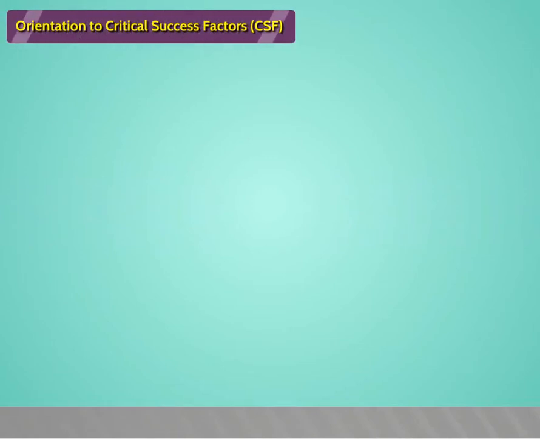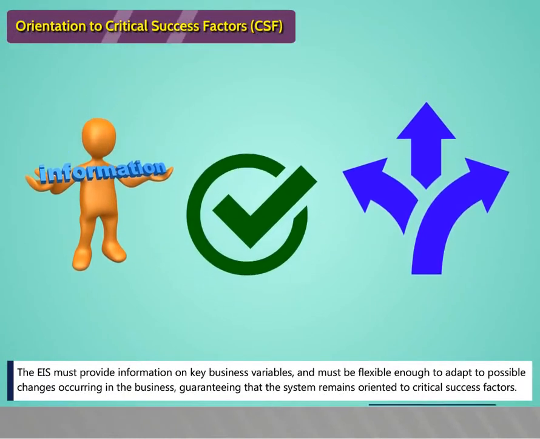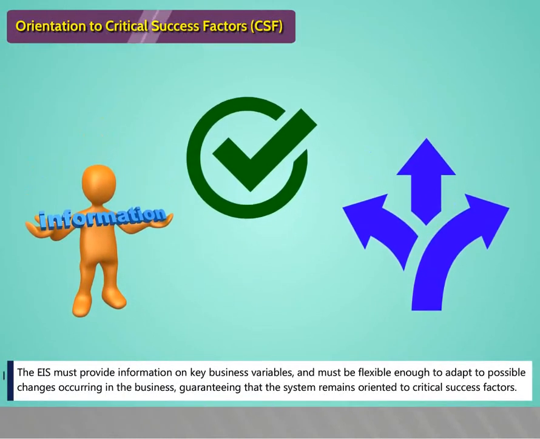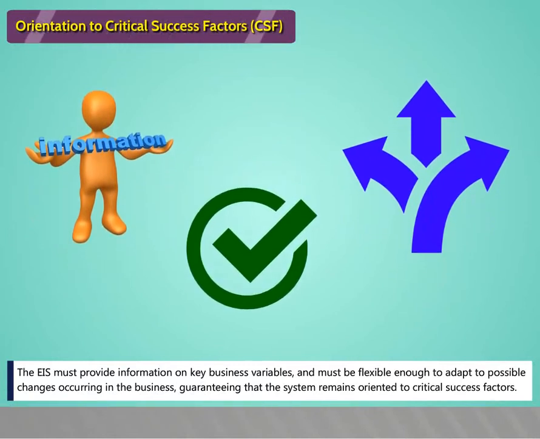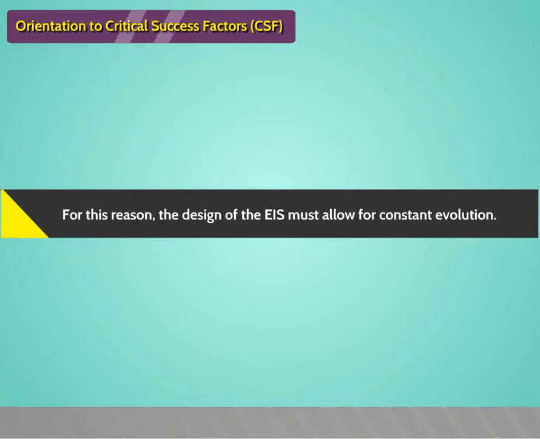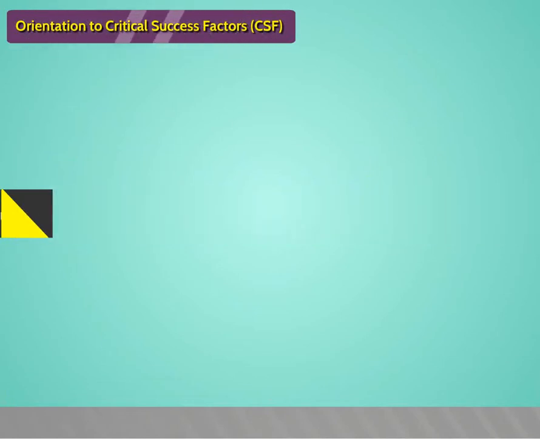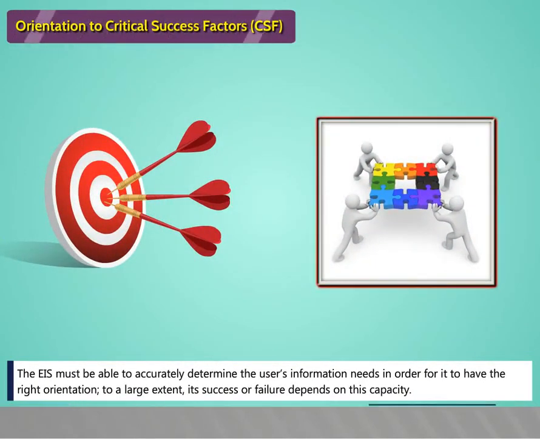Orientation to critical success factors (CSF). The EIS must provide information on key business variables and must be flexible enough to adapt to possible changes occurring in the business, guaranteeing that the system remains oriented to critical success factors. For this reason, the design of the EIS must allow for constant evolution. The EIS must be able to accurately determine the user's information needs in order for it to have the right orientation. To a large extent, its success or failure depends on this capacity.